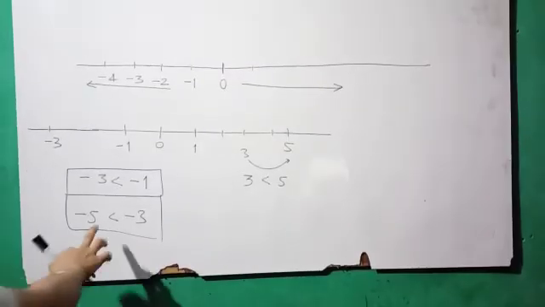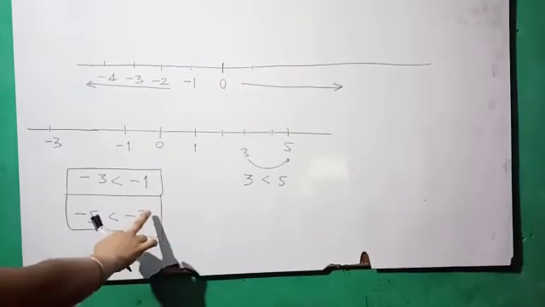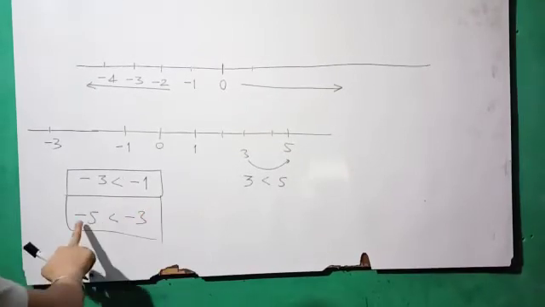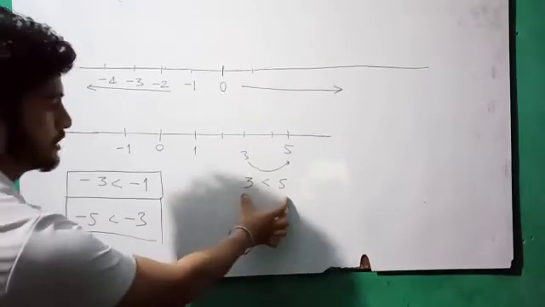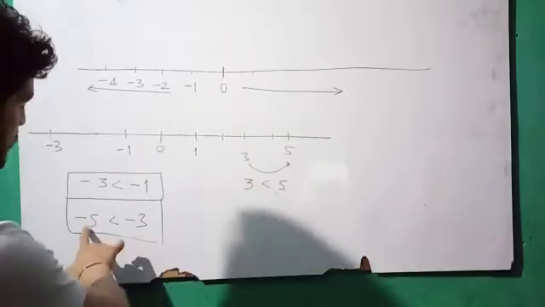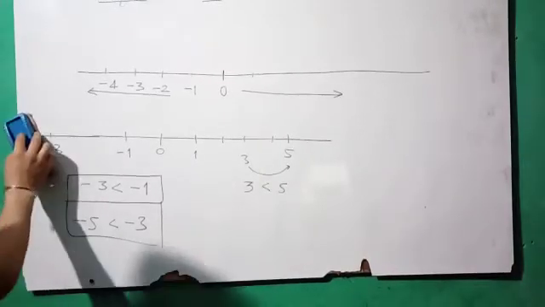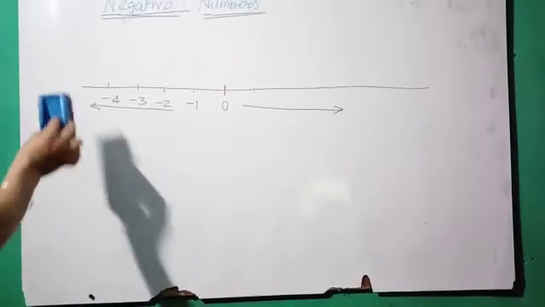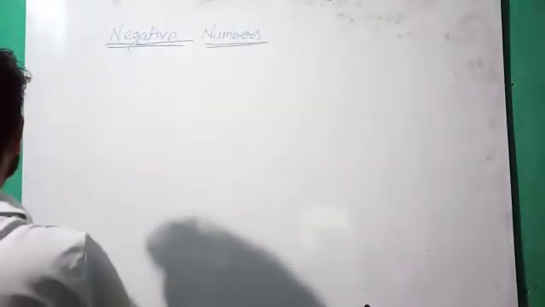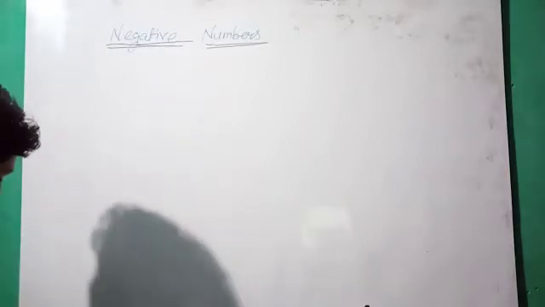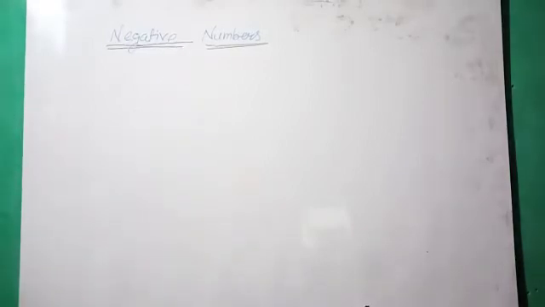For the comparison, -3, that is the negative of the smaller number, is always greater than the negative of the bigger number. Here the greater number, here the lesser number. So this is very important for the comparison of two numbers, that the negative of a smaller number is always greater than the negative of any bigger number than that given number.